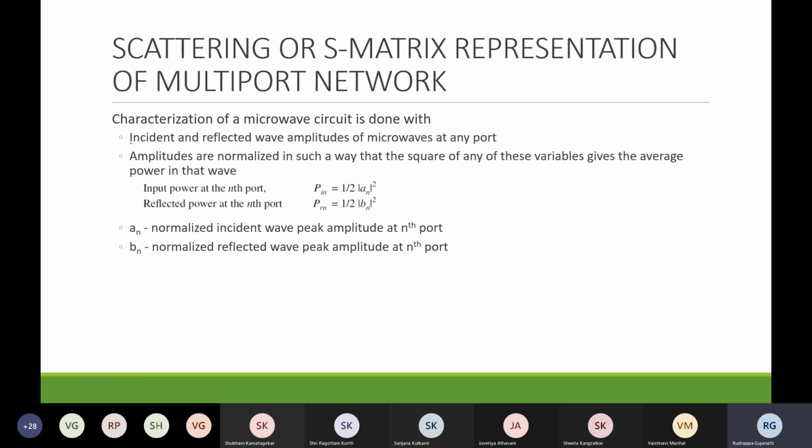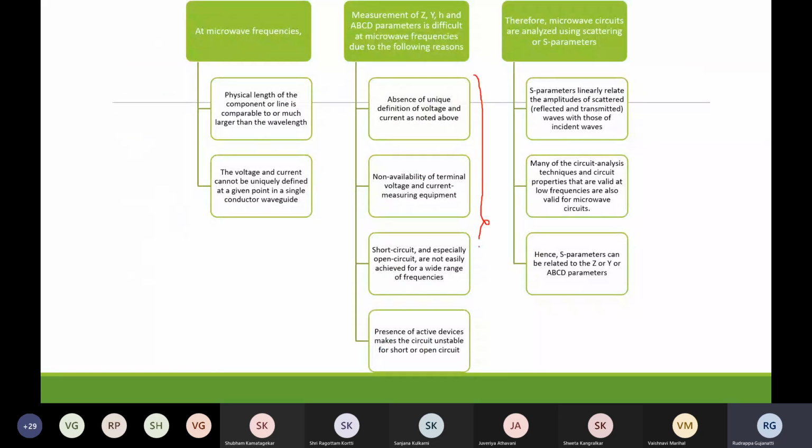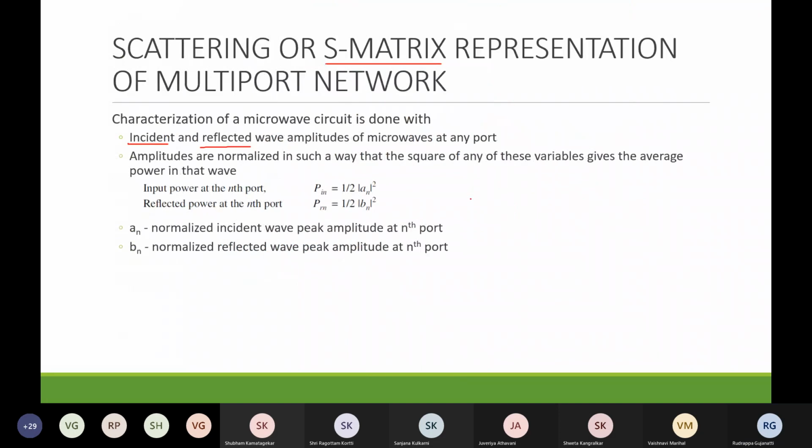Because of the incident and the reflected waves, we need to go ahead with the matrix which is termed the scattering matrix. These are the conditions we have to look out for, and this is the purpose why we look for the S parameters. Here we need to consider the amplitudes associated with the incident and the reflected waves present at the ports available in the microwave network.